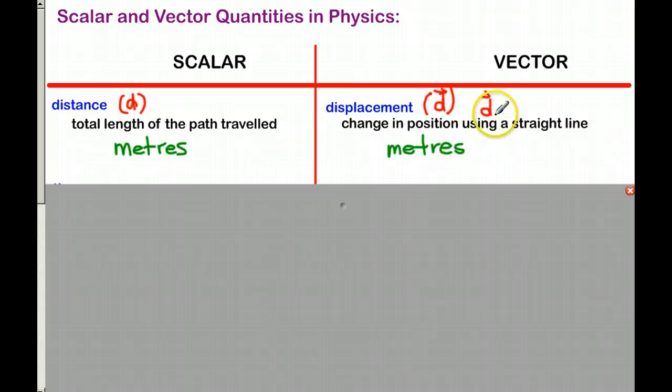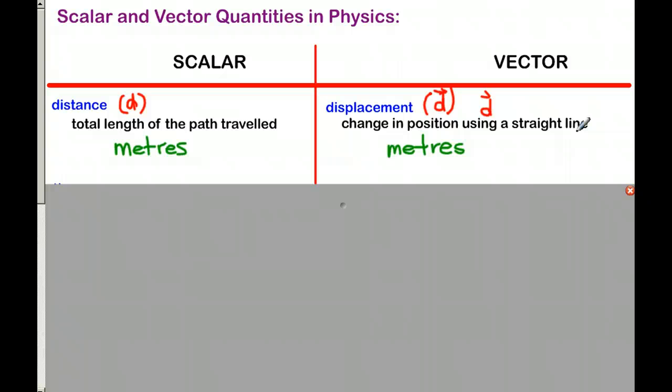What is the difference between them? If you think about distance, it's the total length of the path traveled, whereas displacement is your change in position using a straight line, basically from start to finish. So if you're traveling to school, you might use the roads or sidewalks to get from your house to school, and that's going to be your total distance: the total length of the path that you took to get there.